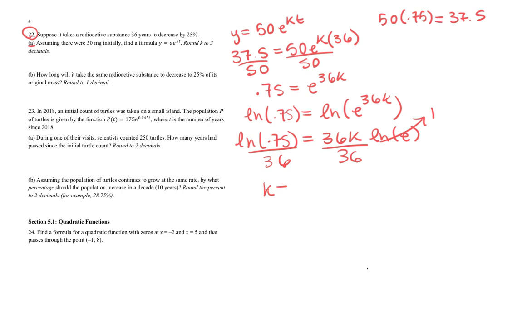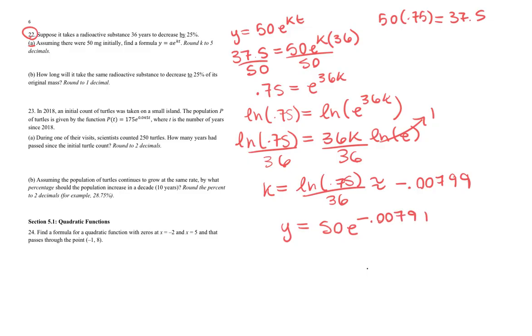And I get that k is exactly equal to the natural log of 0.75 divided by 36, and is approximately equal to negative 0.00799. So then our model should be y equals 50 times e to the negative 0.00799t. Okay, great.